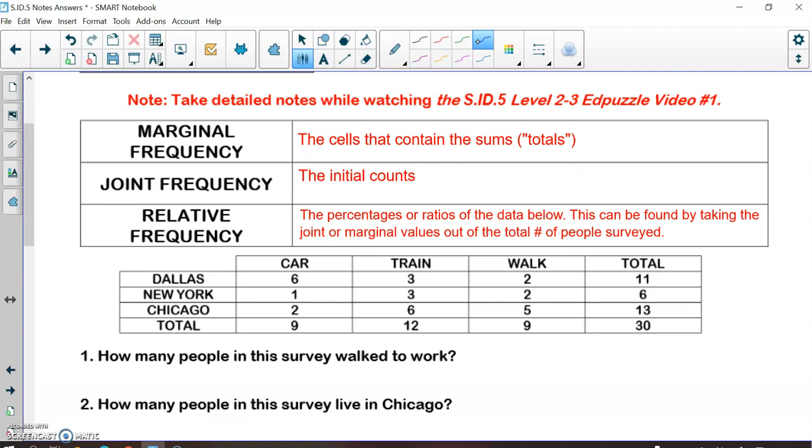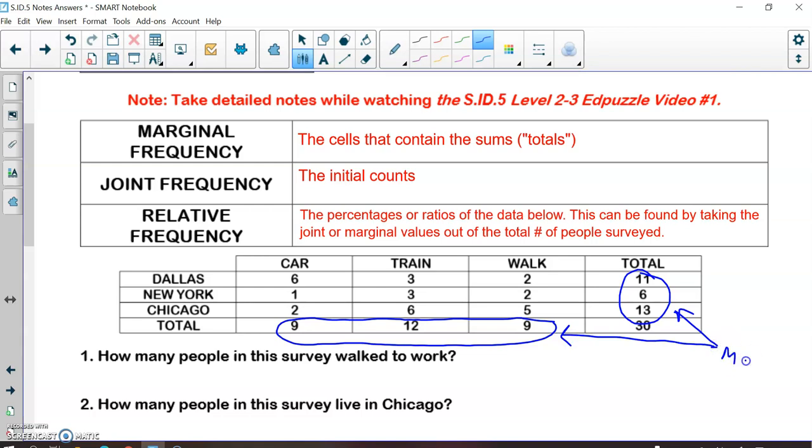Marginal frequencies are the cells that contain the sums or the totals in your two-way frequency chart. So this column here and this row down here, these are considered the marginal frequencies. All right, so if I asked you for the marginal frequency of the number of people in Dallas, you would just say 11. If I asked you for the marginal frequency of cars, you would say 9.